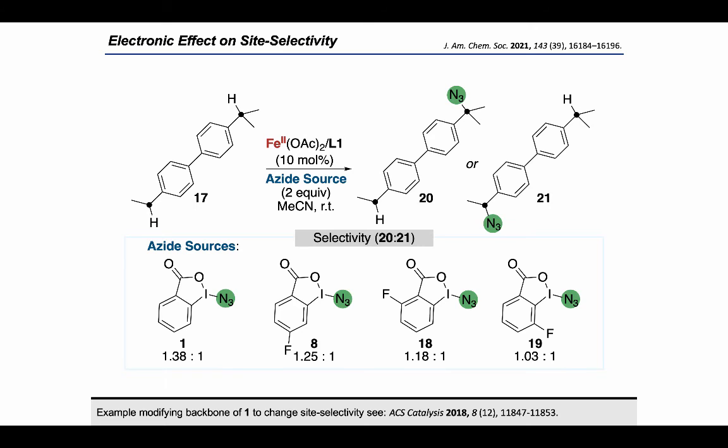To probe if modifying the electronic properties of azidoiodinane affected site selectivity, the azidation of biphenyl compound 17, which contains two electronically similar but sterically distinct benzylic CH bonds, was conducted, and the ratios of secondary to tertiary functionalization were compared. The measurable difference between these values demonstrates the electronic properties of the arene backbone have an effect on site selectivity and is consistent with hydrogen atom abstraction from the iodinane radicals.